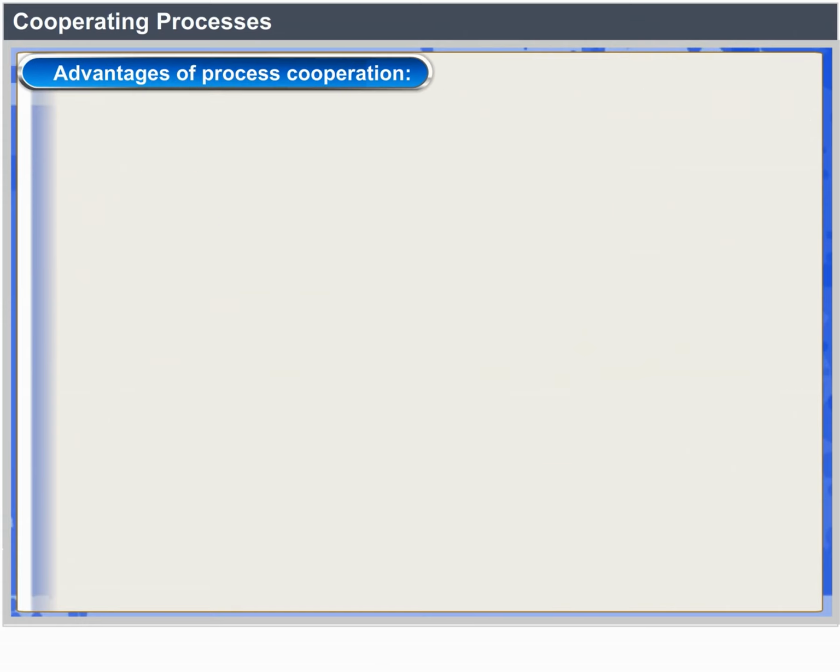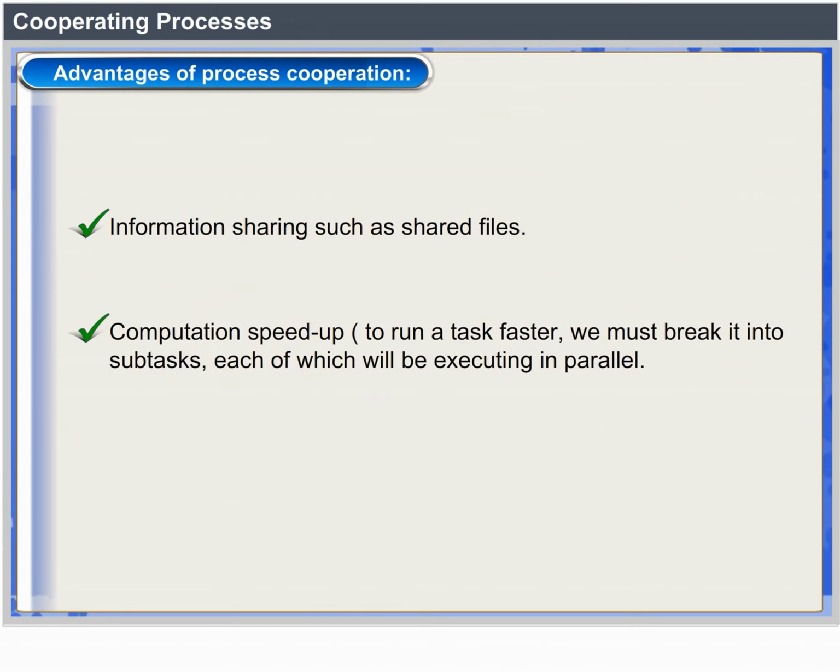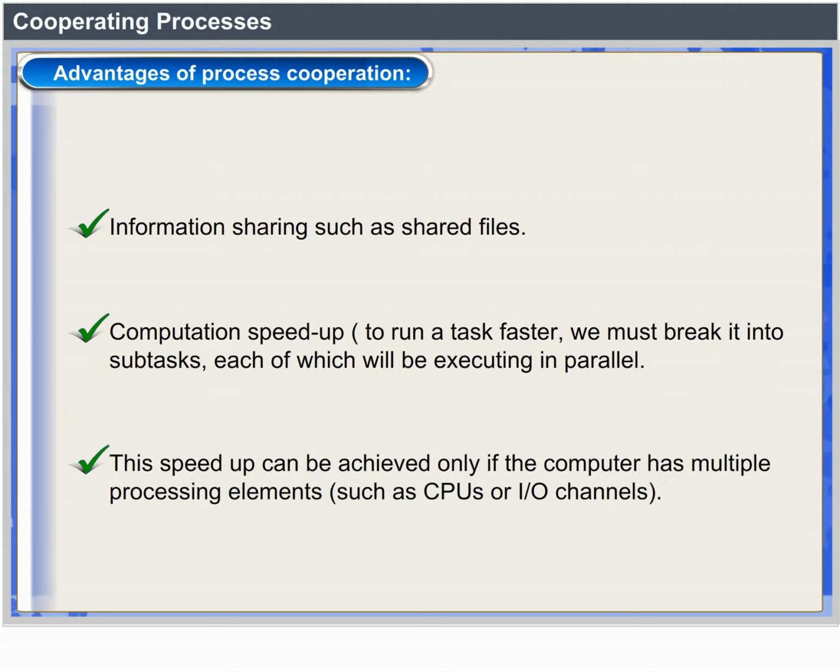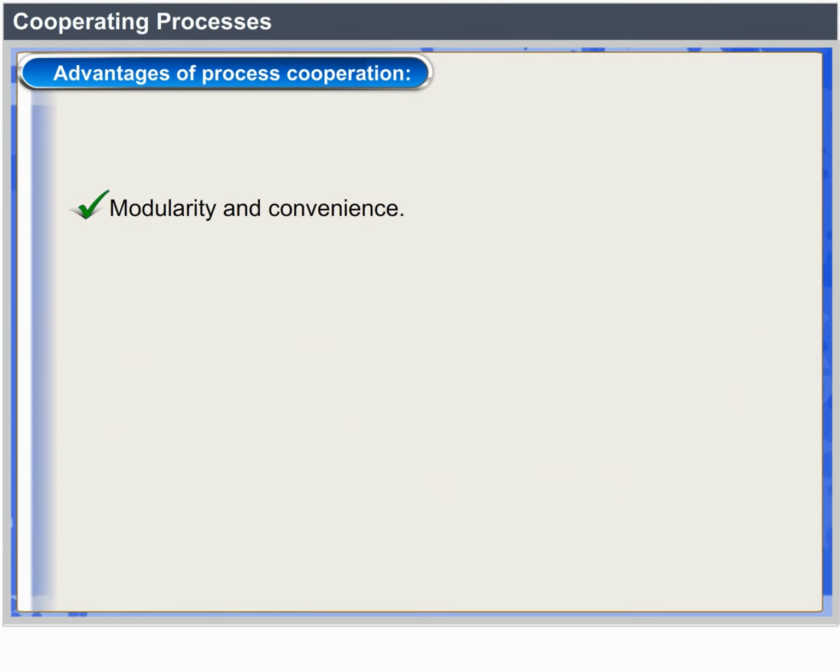Advantages of process cooperation. Information sharing, such as shared files. Computation speedup. To run a task faster, we must break it into subtasks, each of which will be executing in parallel. This speedup can be achieved only if the computer has multiple processing elements such as CPUs or input-output channels.